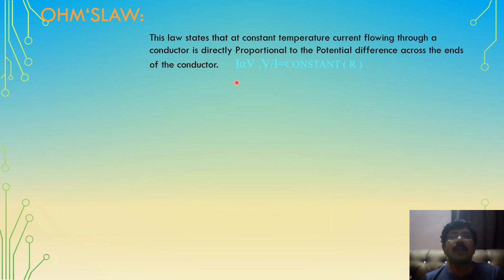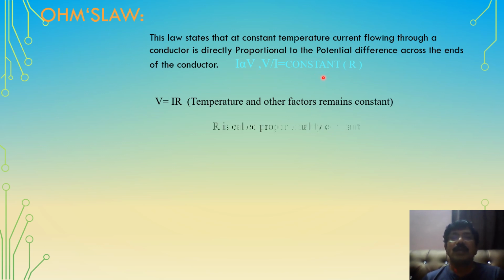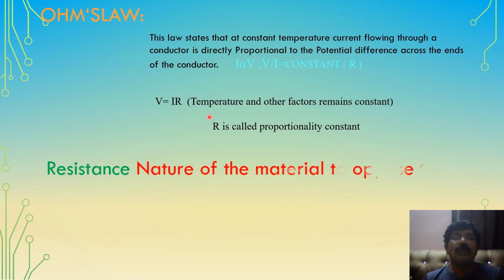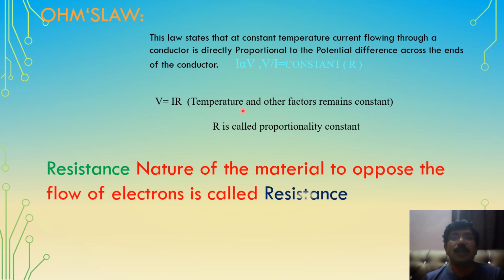Mathematically it is given as I is proportional to V. It means as the voltage increases, the current increases. As the potential increases, the current increases. Or V by I is a constant. R is known as the proportionality constant, which is also known as resistance. So V is equal to IR. This is the mathematical relation given by George Simon Ohm. So what is the condition here? Conditions apply: temperature and other factors remain constant.